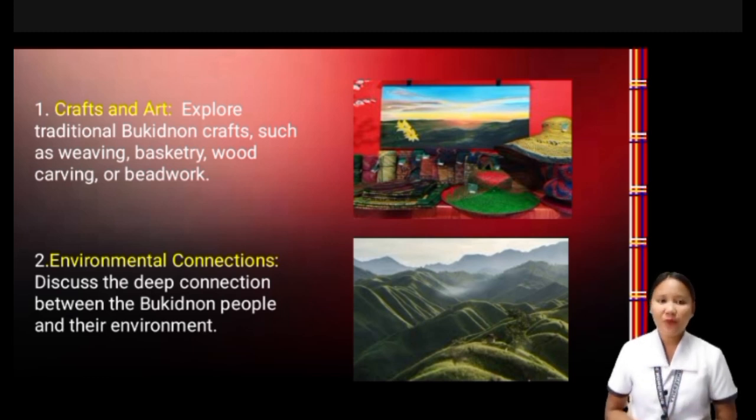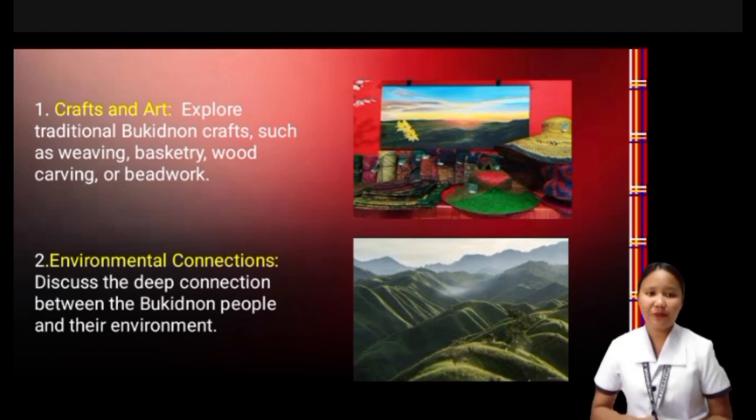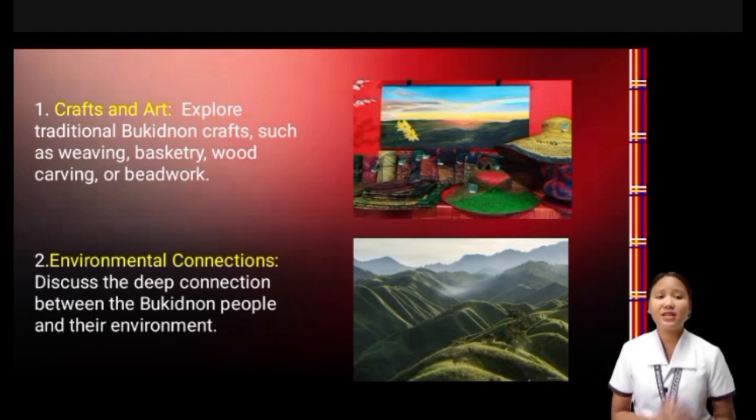And the second one, we have the environmental connection. First, we have the tree planting activity. The students can plant a tree in the schoolyard and learn about the importance of trees in the Bukidnon ecosystem.